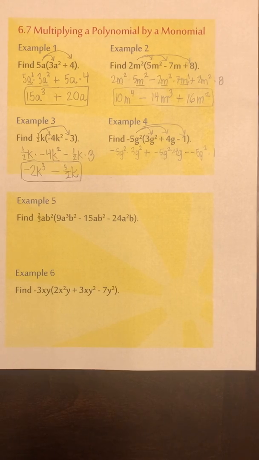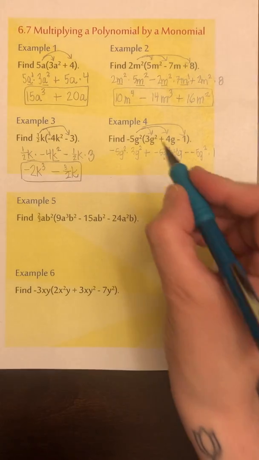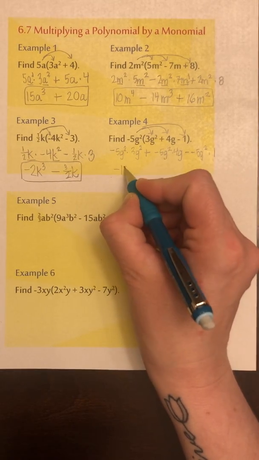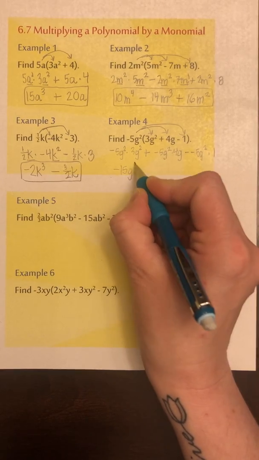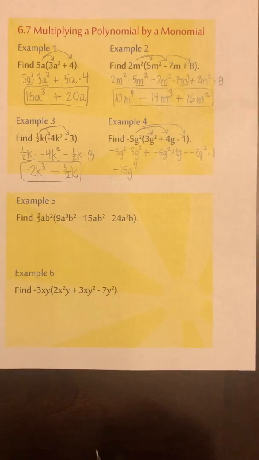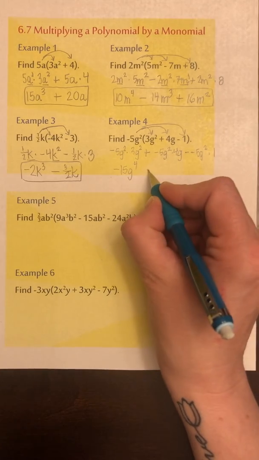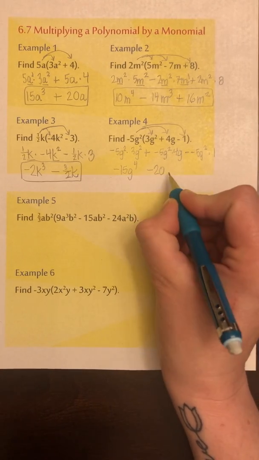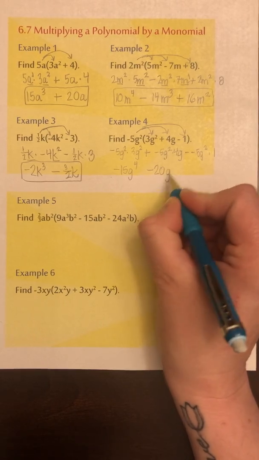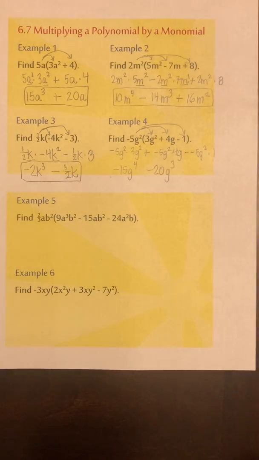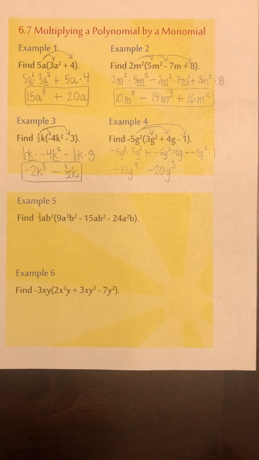All right, so negative 5g squared times 3g squared. Well, my coefficient is going to be negative 15, and then I'm going to have g to the 4th power. For the next term, negative 5 times 4 is going to give me a negative 20, and g squared times g is going to be g cubed. Again, keep the base, add the exponents.